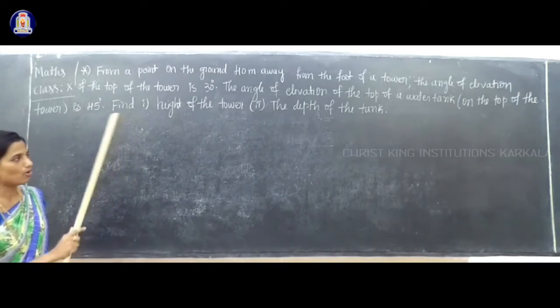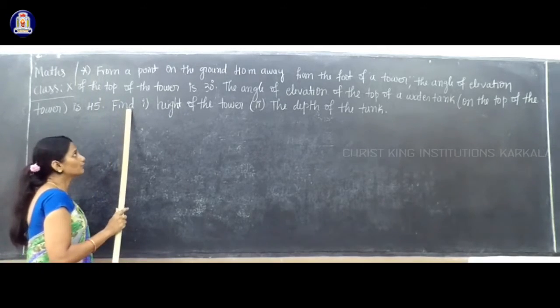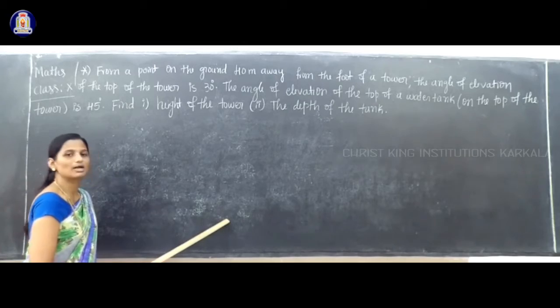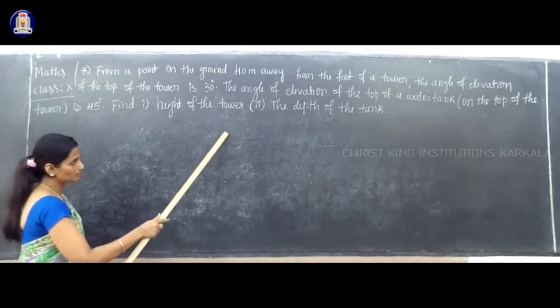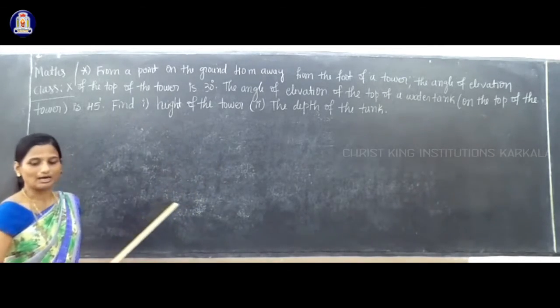45 degree. So you got the idea, correct? Now next, what is your question? Find the height of the tower. First you have to find out the height of the tower. Next is the depth of the tank. So depth of the tank means the height of the tower.